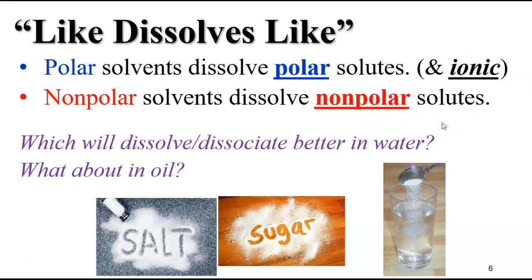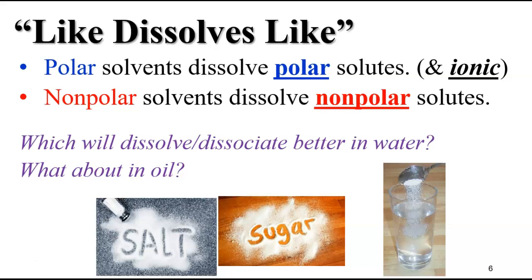So here's our first rule. Will something dissolve or not? The rule of thumb is like dissolves like. Okay, so polar solvents dissolve polar solutes. Polar things are attracted to each other. And then nonpolar things dissolve other nonpolar things.